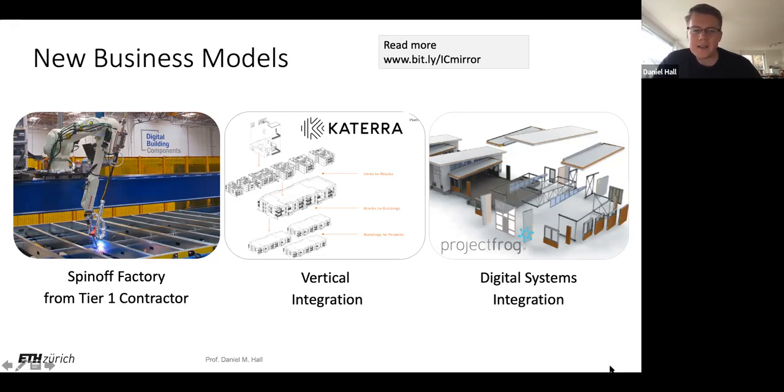All right, so to summarize, you have the spin-off factory, you have the vertical integration, and you have the digital systems integration.